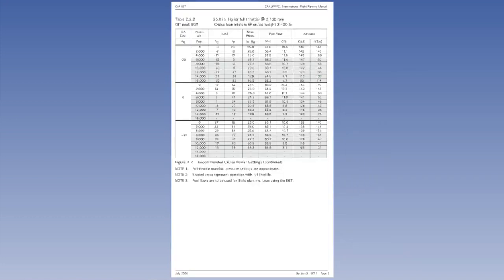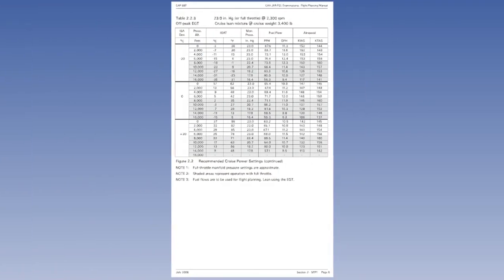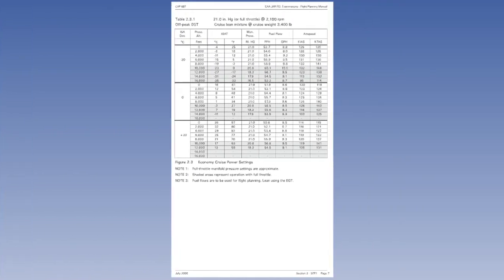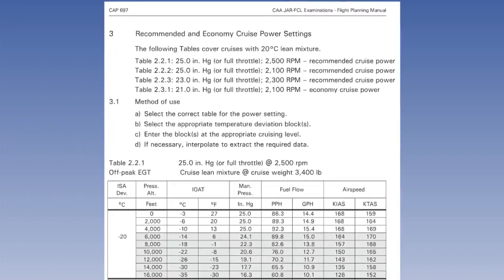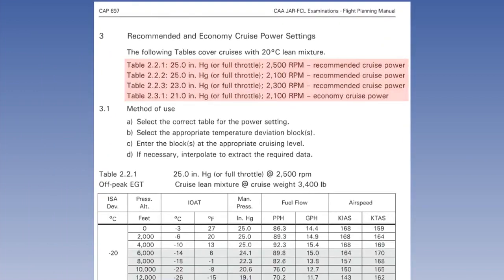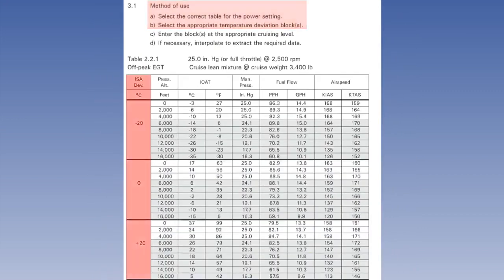The next set of tables on pages 4, 5, 6 and 7 deal with the recommended and economy cruise power settings. Each table has data for a different combination of manifold pressure and RPM. These are shown at the top of the page. First, select the correct table for the required power setting. The left-hand column shows ISA deviations for -20, 0 and +20. Select the appropriate block for the temperature being used. Enter the block at the appropriate cruising level. If necessary, interpolate to extract the required data.